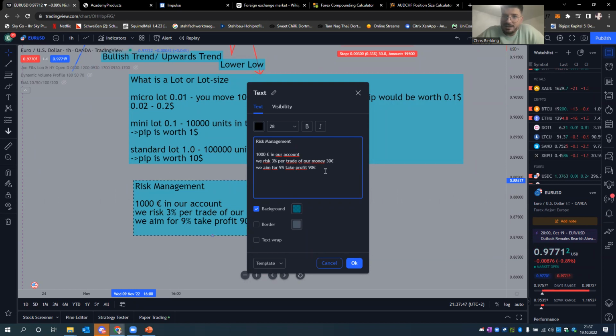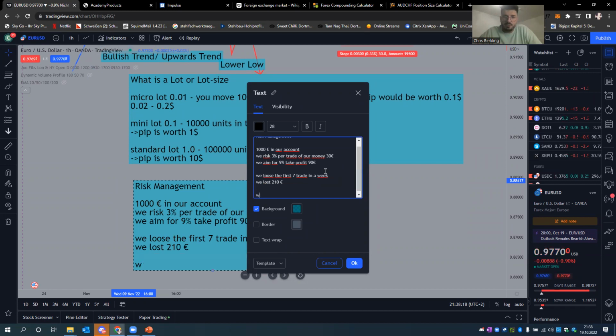Let's say we start trading. We have 10 trades that we're going to trade this week. So let's say we lose the first 7 trades in a week. And that means we lost 210 euros, right? So we're down 210. Most people would quit, but that's why risk management is important, because if you have proper risk management, it doesn't matter, because we still have 3 trades left. So let's say we win the last 3 trades this week. We won 270 euros.